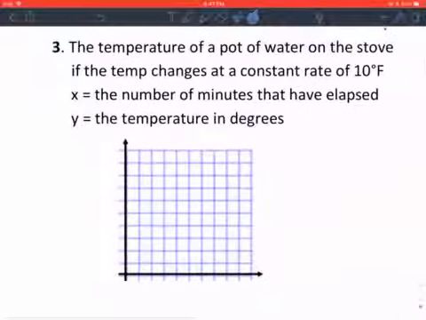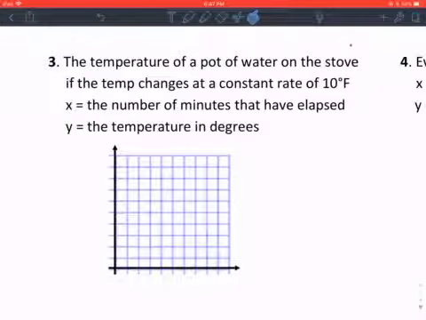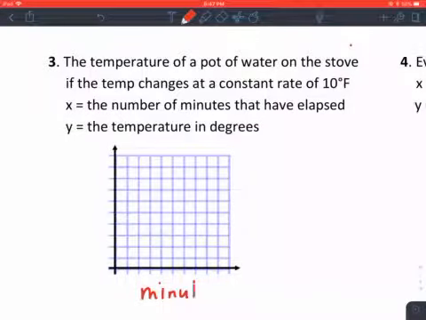Okay, number 3, the temperature of a pot of water on the stove if the temperature changes at a constant rate of 10 degrees Fahrenheit. So the x-axis here is minutes, and the y-axis is temperature in degrees.